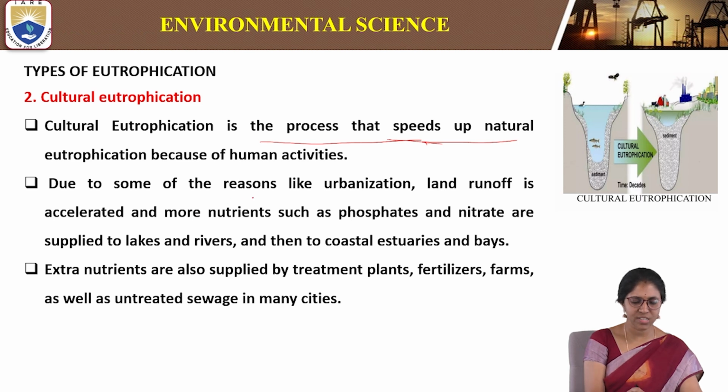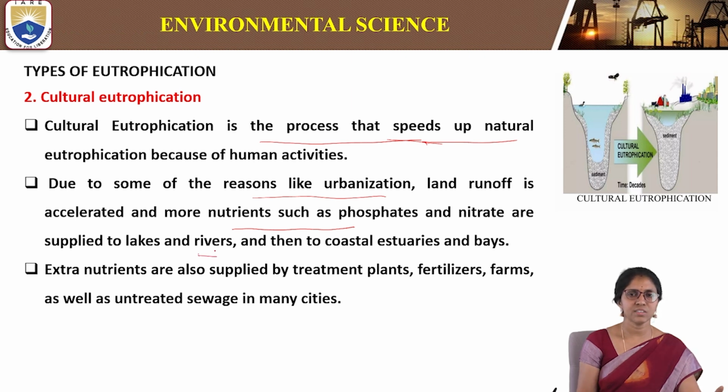Due to human activities like urbanization and land runoff, the process is accelerated, and more nutrients such as phosphates and nitrates are supplied to lakes and rivers, then to coastal estuaries and also bays.